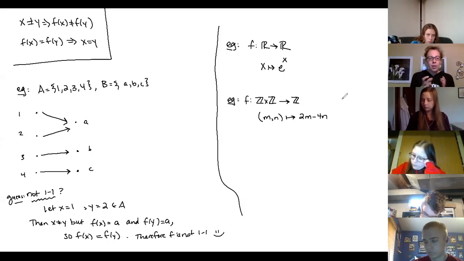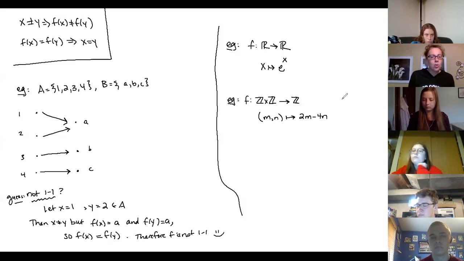So your input this time, if you think that this is a disprove, and I'm not saying it is, but if you think it is, your input has to look like an ordered pair. So x would have to be an ordered pair and y would have to be an ordered pair in order to do a disproof here. In order to do a proof, you're going to need to work with equations. Everybody got both of those? x goes to e to the x and (m, n) goes to 2m minus 4n. We got both of those?